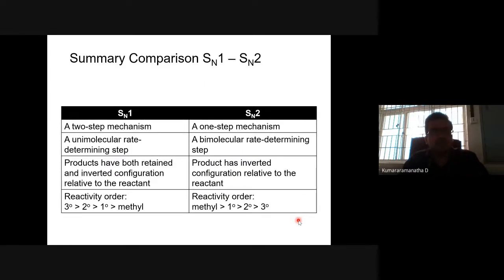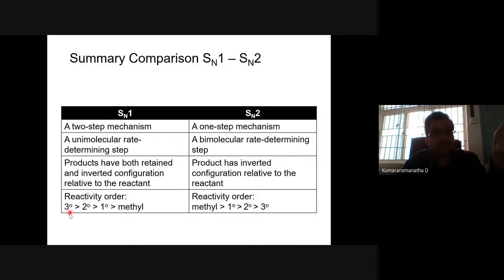Let's conclude the substitution reactions, where SN1 and SN2 you can simply compare and contrast by one-step versus two-step mechanism, and rate-determining step versus bimolecular, unimolecular versus bimolecular. Especially in SN1, you can have inverted configuration with respect to relative configuration along with retention. In SN2, it is more of inverted configuration.